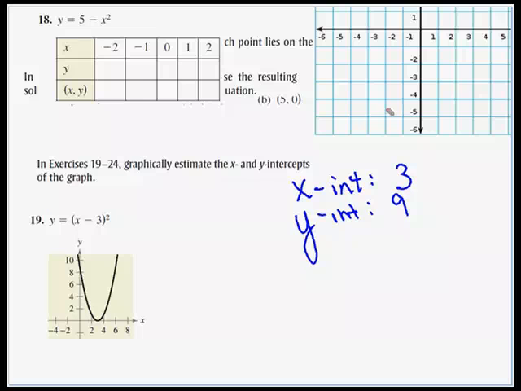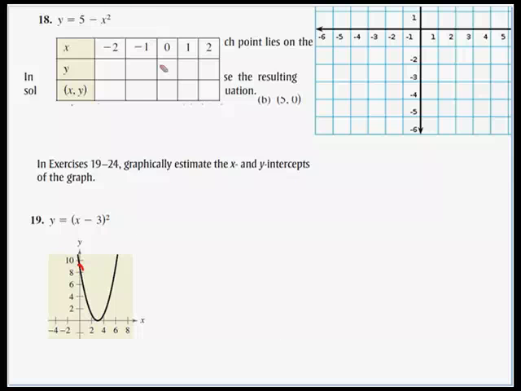And now let's go the other direction. Y equals quantity 0 minus 3 quantity squared. Well, 0 minus 3 is negative 3. Negative 3 squared is 9, and that's what we estimated from the graph. Our y-intercept is 9. That was the harder one to see, though. So, the graph is good, but a little algebra is even better.